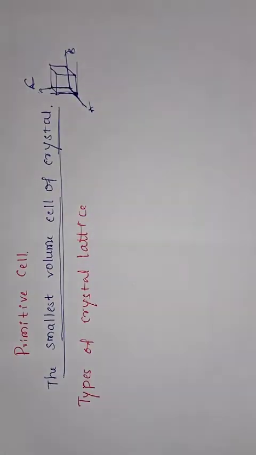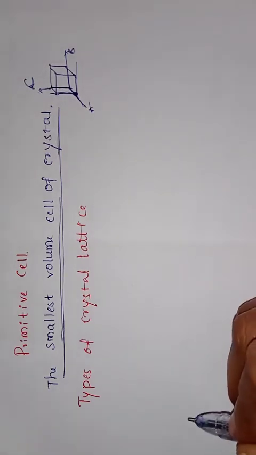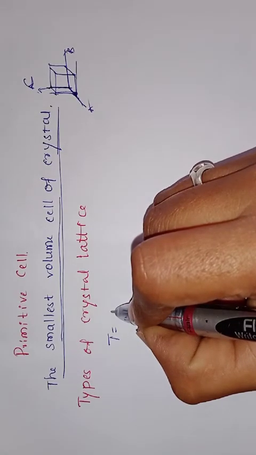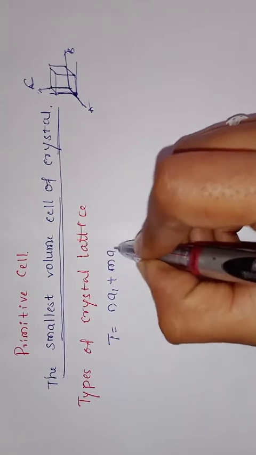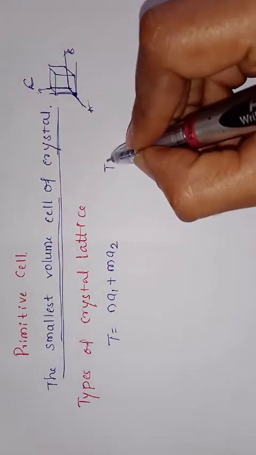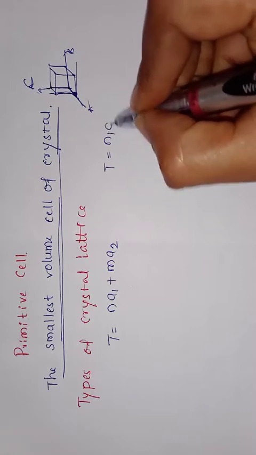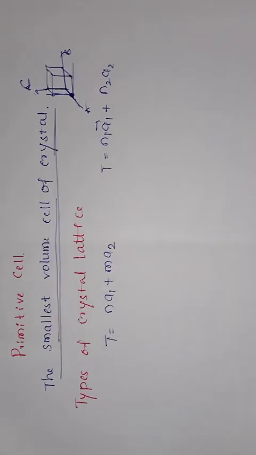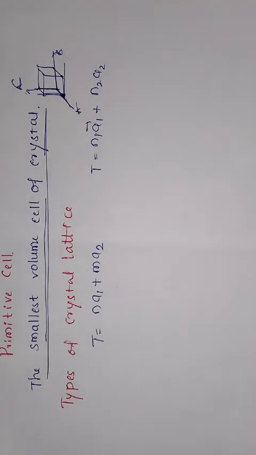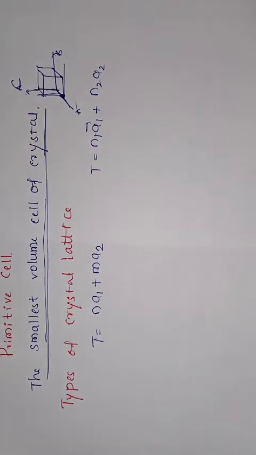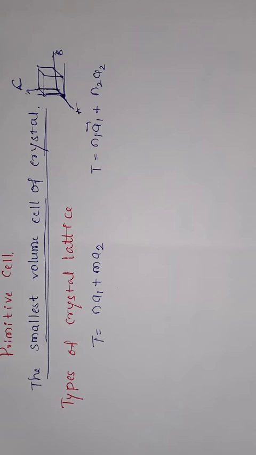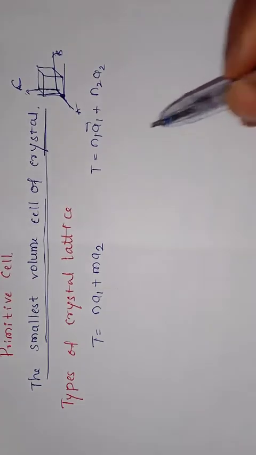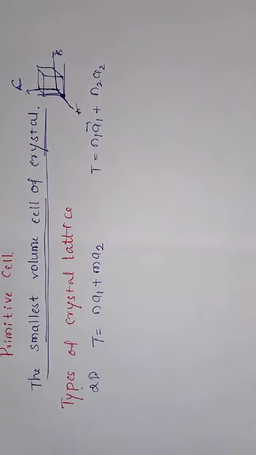Types of crystal lattice. In a two-dimensional lattice, we write T, the translation vector, is equal to n a1 plus m a2, or else we can write n1 a1 plus n2 a2. These n1 and n2 are numbers, considering the two lattice vectors for defining any point by simple translation. That is called a two-dimensional crystal lattice.